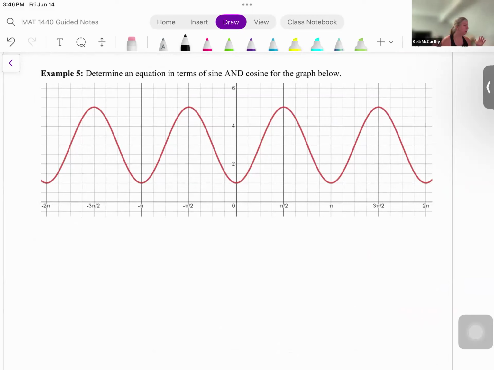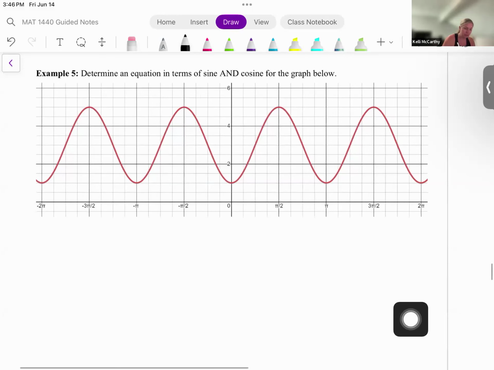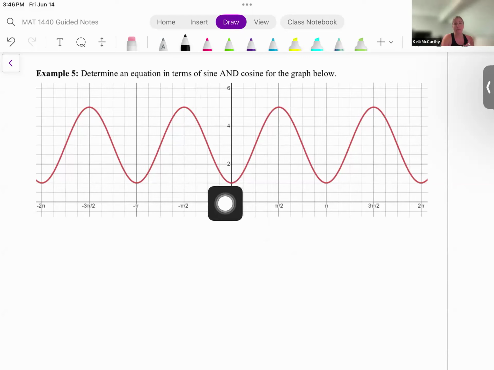So which one do we want to start with? Thinking about that starting point, I'm going to look at x equals 0. It's starting at a minimum. So I'm going to begin with cosine because cosine is not going to require any phase shifts. I'm still going to have to deal with sine, but I can deal with that later. For whatever reason, I want to start with the easy one first.